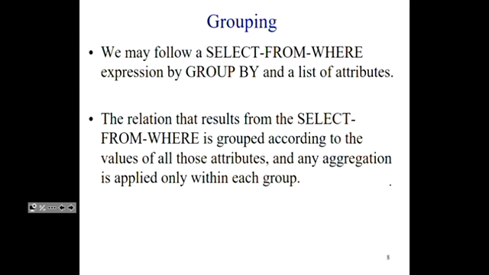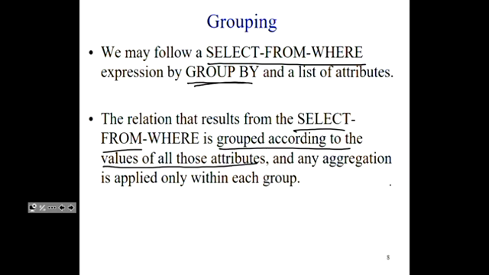A common and convenient way of using aggregation is when combined with a grouping criteria. You can follow a select from where expression, or a query, with a group by statement, which allows you to group these attributes in various ways and then apply an aggregation per group, if you will. The relation that results from the select from where is grouped according to the values of the group by attributes, and any aggregation is applied only within each group.